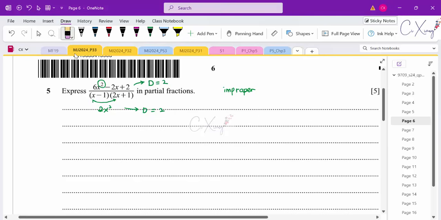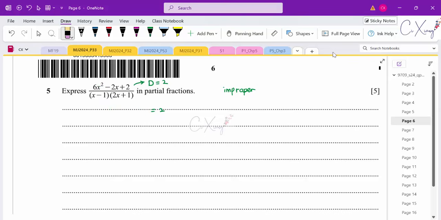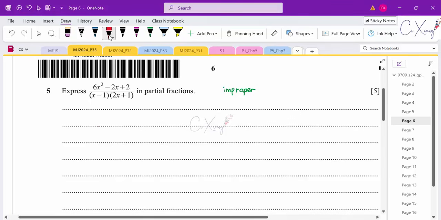Okay, so for an improper fraction, before you do any partial fraction, you have to make it become a proper fraction first. Then only you can continue to find the partial fractions, right? This is something that you must check before you separate it into partial fractions. Once I know that it is an improper fraction, the very first step I need to apply is long division, because I want to make my improper fraction become a proper fraction.